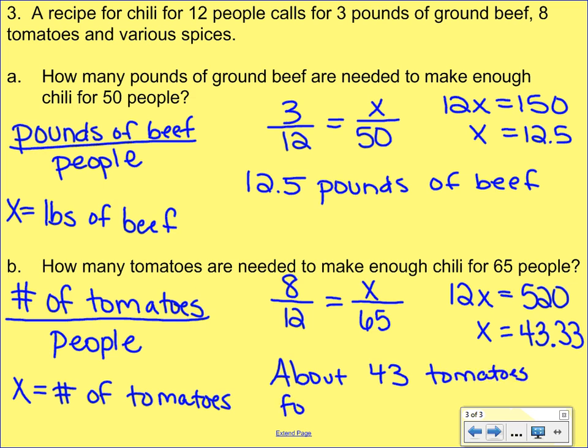Now notice I rounded that down to 43 because I don't know that you're going to take a third of a tomato. You're either going to take 43 tomatoes or you're going to take 44. So notice I just put the word about in front of that. That kind of corrects for the fact that I didn't take the decimal answer that I got. I'm interpreting the answer to answer the question.